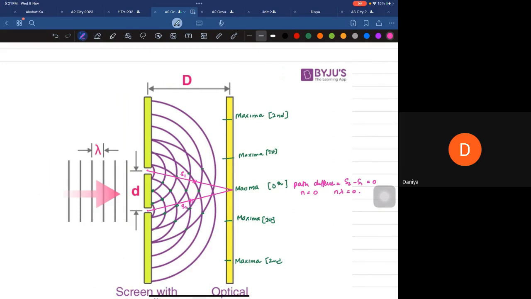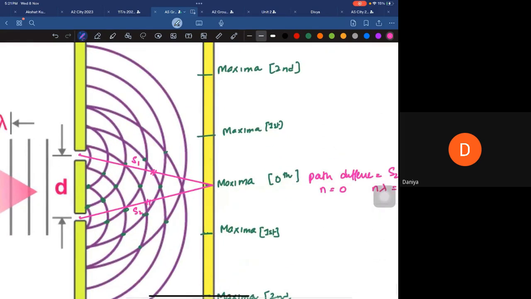Now let's look at the next one. If you go from S1 to this maxima, like that, and from here to this, you might realize that this length S1 is smaller than S2. Do you guys agree? Yes.